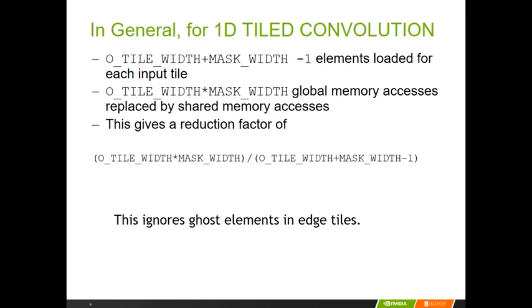In general, for a 1D tiled convolution, we will need to load the width of the output tile plus mask width minus 1 elements into the shared memory. And in the non-tiled version, we would access global memory output tile width times mask width times within that tile. So this gives a reduction factor of the two quantities. And this calculation ignores the ghost elements for the leftmost and the rightmost thread blocks.